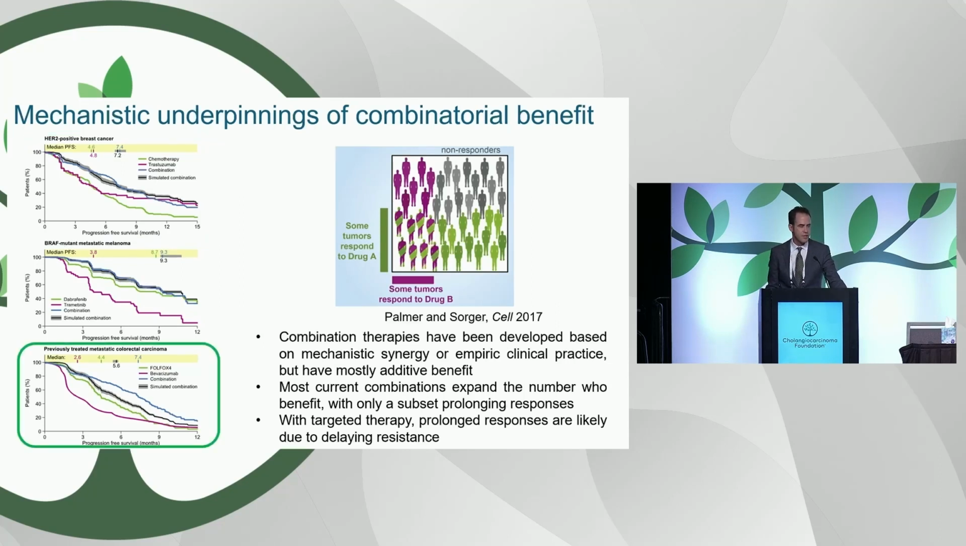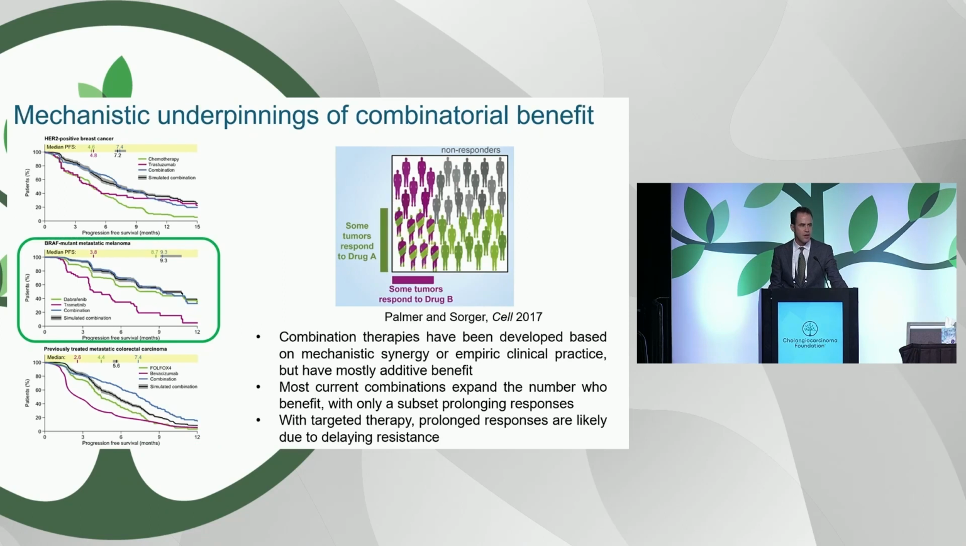There are a few exceptions to this. Anything combined with an antivascular agent like bevacizumab, we tend to outperform additive. But I think for the rest of my talk, what I really want to focus on are therapies where we're actually targeting the same mechanism twice. And so these are things that are relevant in the second line setting.